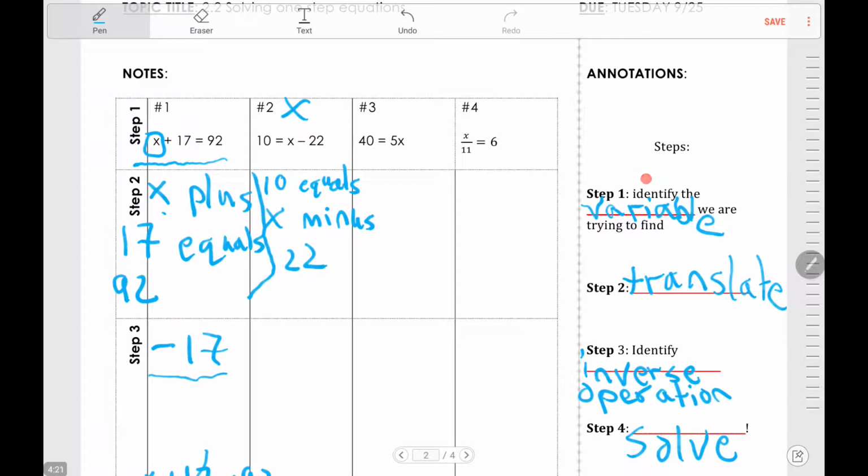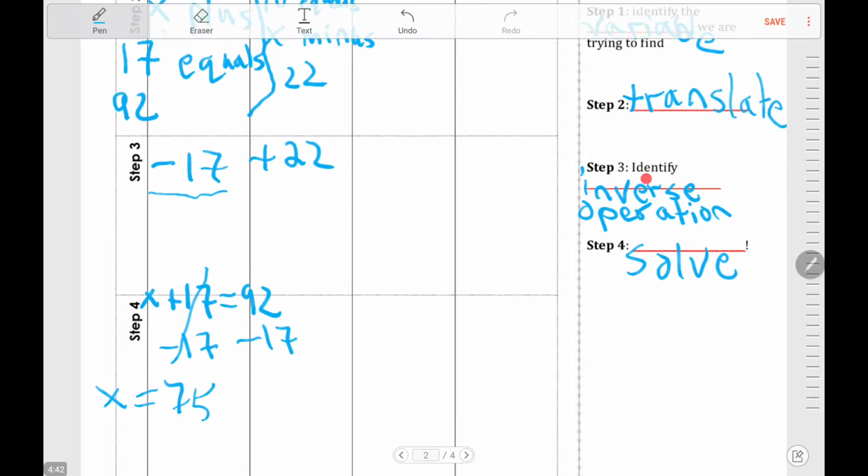Okay. And identify the inverse operation. Well, what has happened to the x? We minused 22 from it. So now we're going to do the opposite. So we're going to say plus 22. So now we're going to solve.